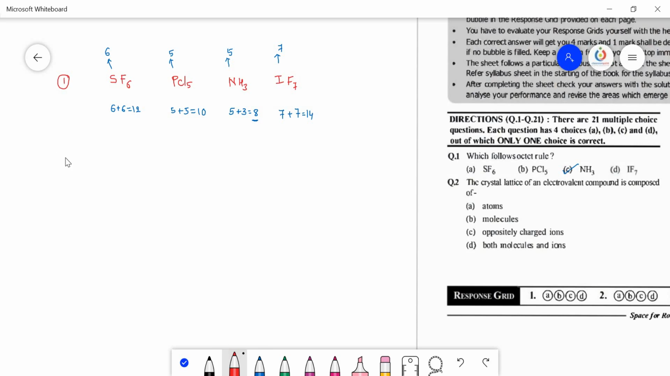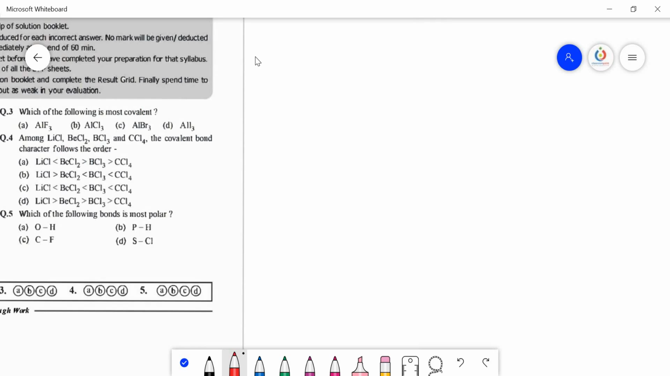Let us solve question number 2. In question number 2, the crystal lattice of an electrovalent compound is composed of. They said crystal lattice as well as the electrovalent compound. Electrovalent compound is nothing but the ionic compound. So ionic compounds always have oppositely charged ions. Hence option C is correct for 2. Question number 3.